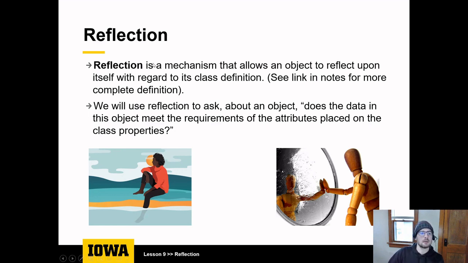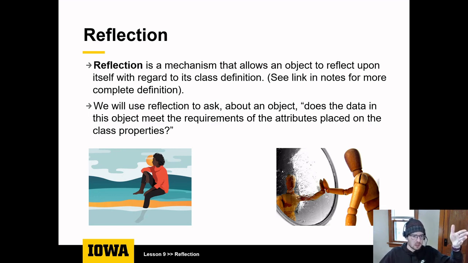Reflection is a mechanism that allows an object to reflect upon itself with regard to its class definition. Okay, that's a simplified description. The full details are in the documentation linked on this slide. But you can think about reflection just like you would normally think about it. Just like you can reflect on your life or your work or your teaching style, whatever it is, your objects can too reflect and ask, hey, given what the programmer has put in my class definition, am I meeting the requirements that programmer described?